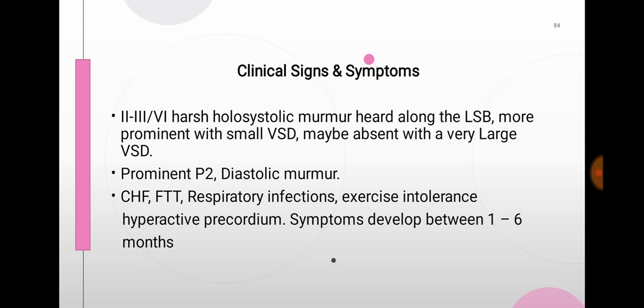So failure to thrive, you have respiratory distress, the patient is diaphoretic, the patient is very small, the patient is breathing fast, with nasal flaring and all those things. The patient has repeated respiratory tract infections, and you have exercise intolerance. Symptoms develop within the first few months of life.